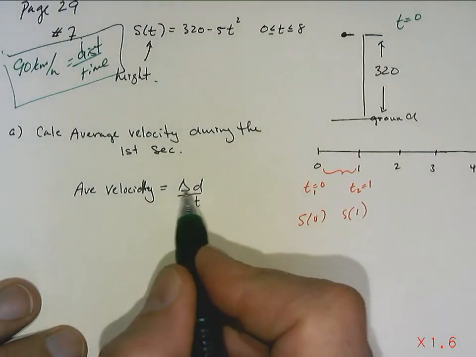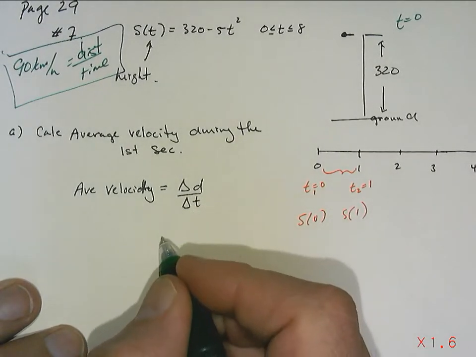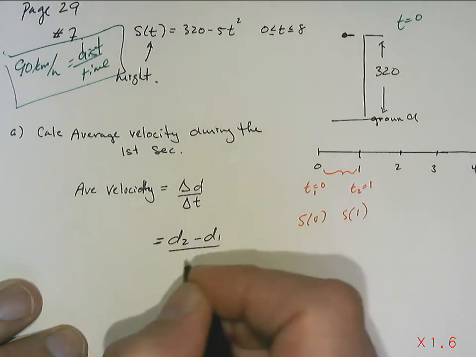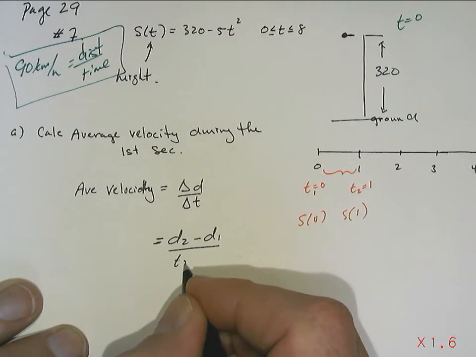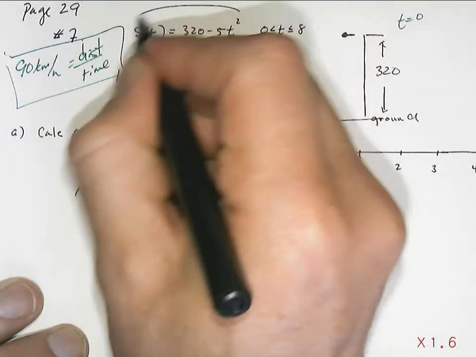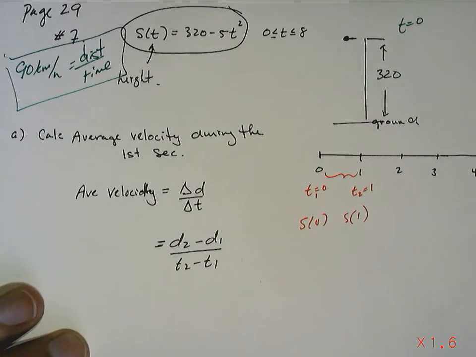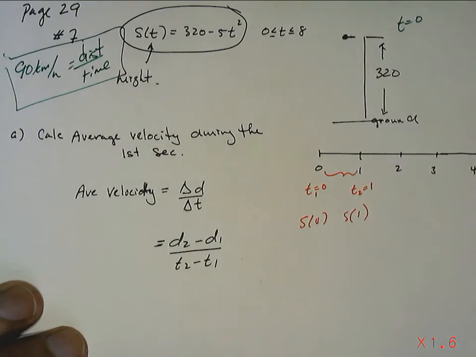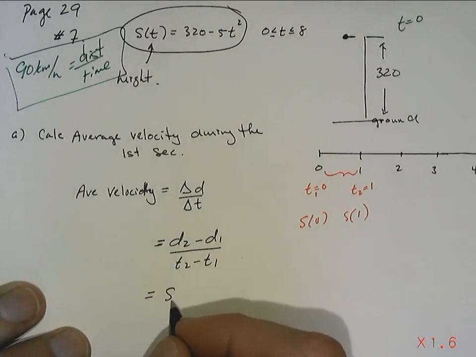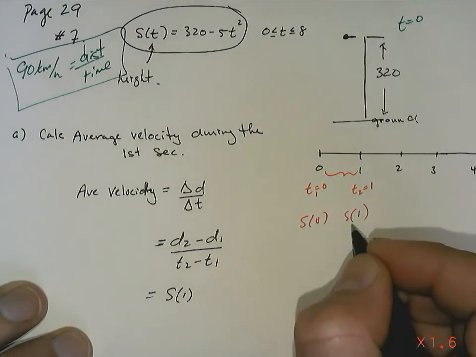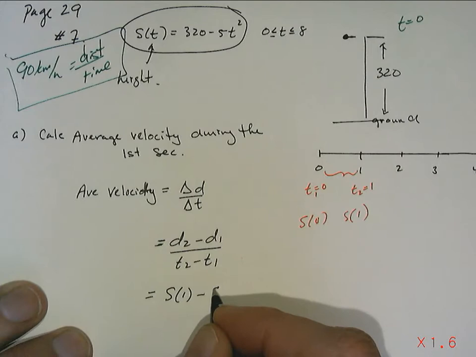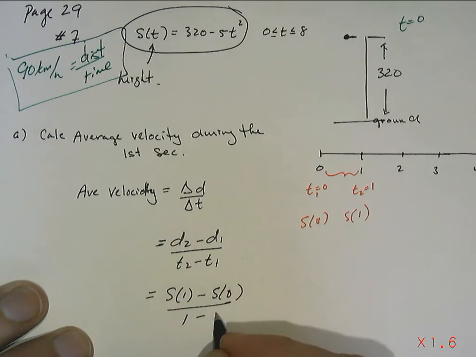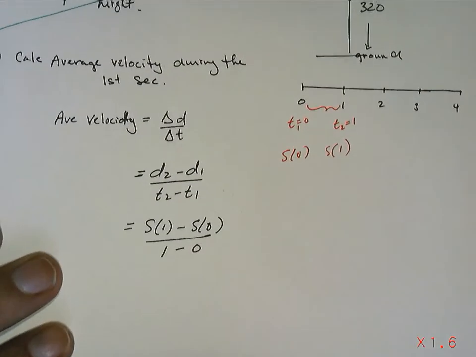So this is going to be a change in distance over a change in time. And in our case, we could also think about it as d2 subtract d1 over t2 subtract t1. And in our case, we don't have a d formula, we have an s formula. That's just what they chose to call it. It's not a big deal. So in our case, it's going to be s of 2, which in this case is s of 1. That's our second height. Subtract our first height all over our second time subtract our first time. And that probably threw you off.